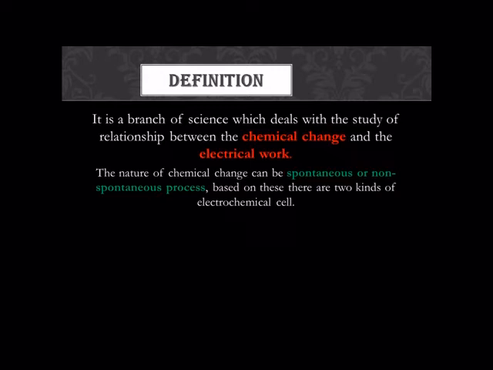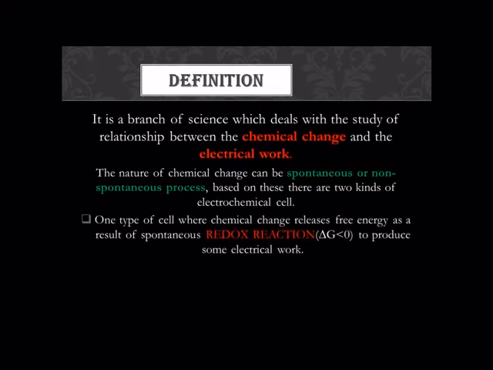Based on the spontaneity and non-spontaneity of a reaction, there are two kinds of cells. The chemical cell is where the chemical change releases free energy as a result of a spontaneous redox reaction to produce some electrical work. So one type of cell is where the energy from the spontaneous redox reaction is released, and that released energy is converted to some electrical work. You can use that electrical work to light a bulb, to do some external work.